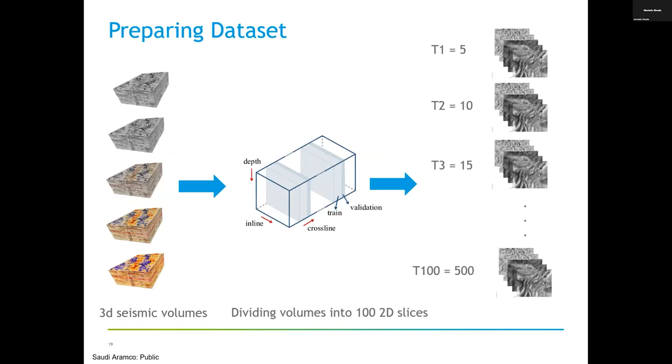Okay. So now we are ready to prepare our data. In our case, we have five volumes: the original data, the raw data, and four attributes. First, we make slices. In our case, we divide the volume into 2D slices, and the volume here is in time scale. So every 5 milliseconds, we stack five slices from the input till we reach 100 milliseconds.